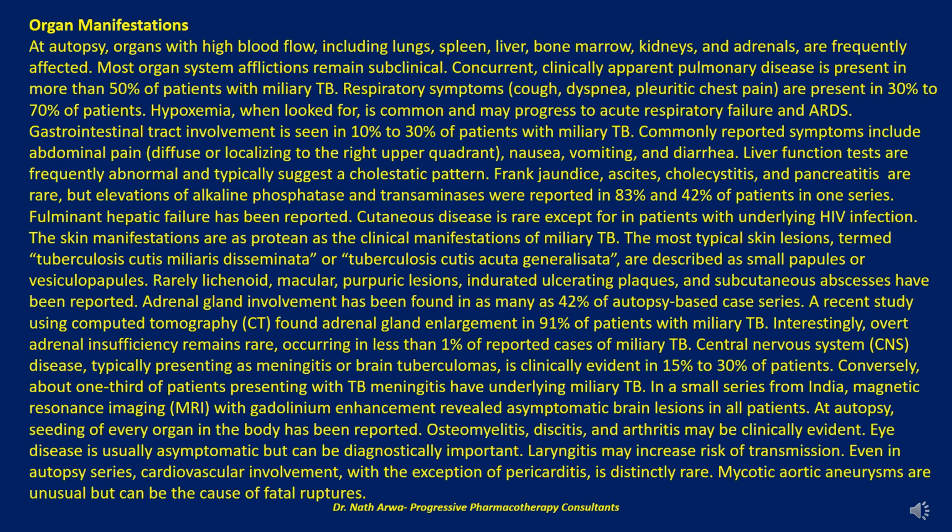Cutaneous disease is rare except for in patients with underlying HIV infection. The skin manifestations are as protean as the clinical manifestations of miliary TB. The most typical skin lesions, termed tuberculosis cutis miliaris disseminata, or tuberculosis cutis acuta generalizata, are described as small papules or vesiculopapules. Rarely lichenoid, macular, purpuric lesions, indurated ulcerating plaques, and subcutaneous abscesses have been reported.